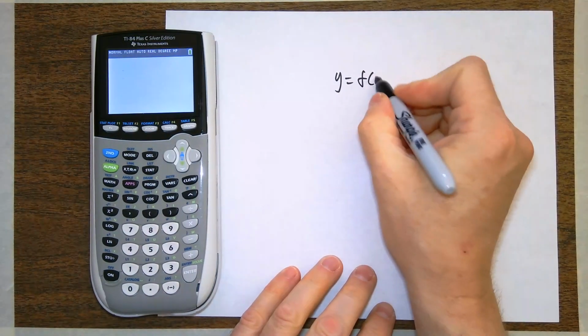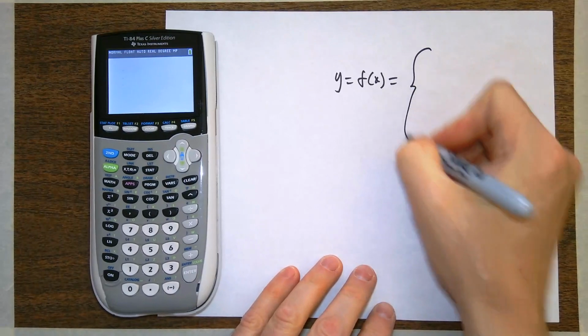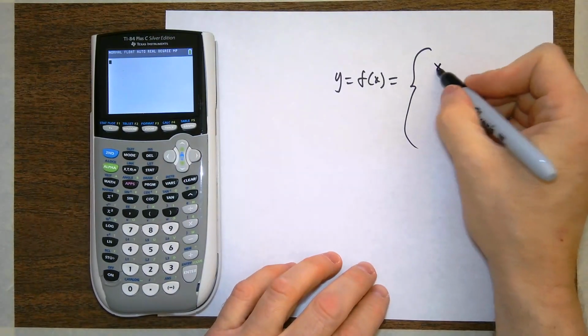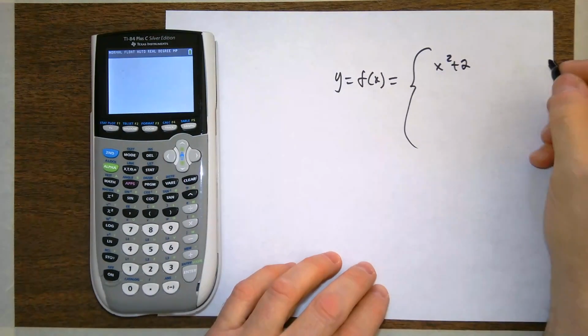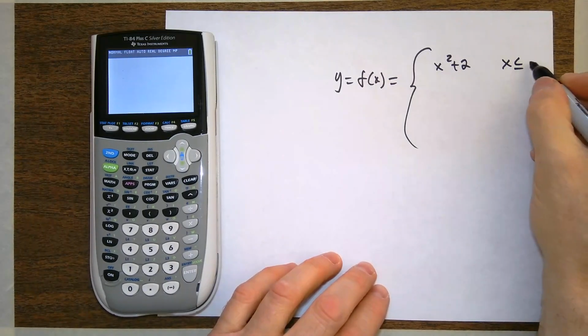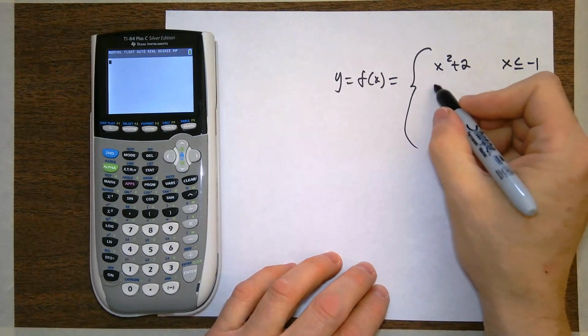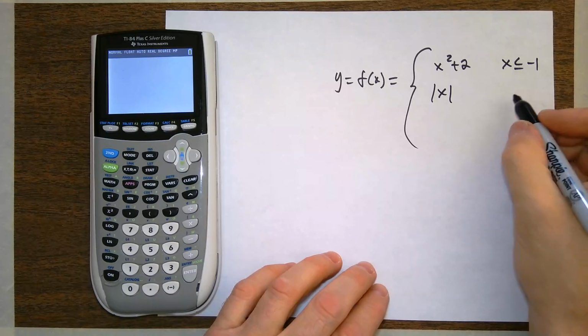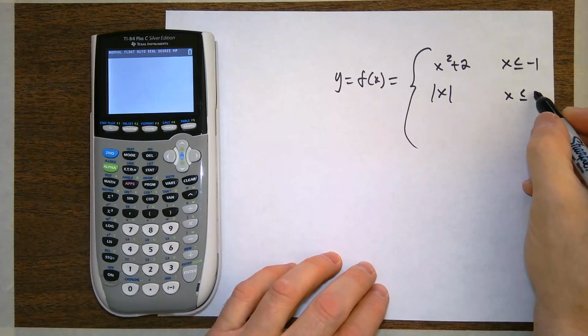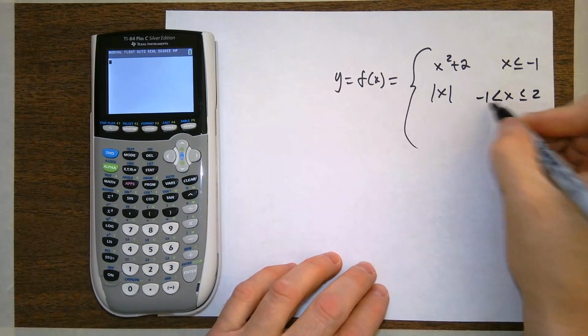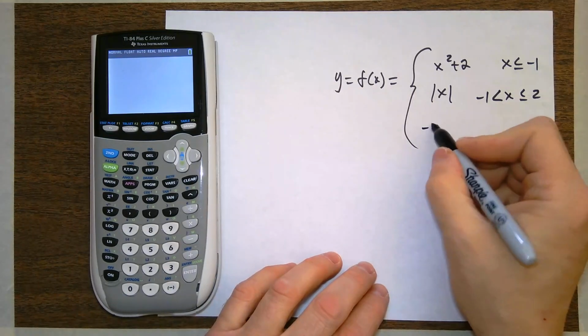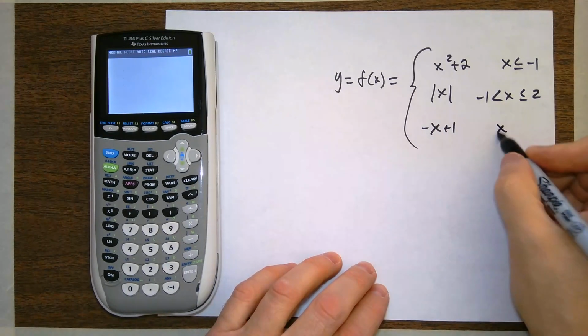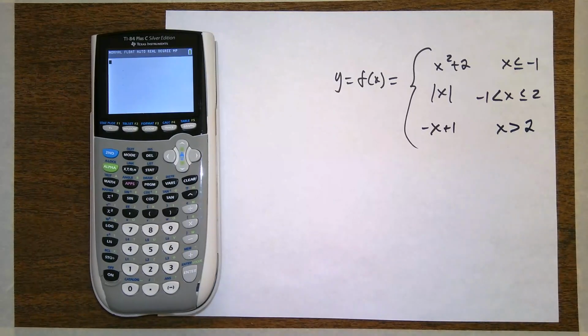y is f of x is piecewise defined as x squared plus 2 when x's are less than or equal to -1, and the absolute value of x when x's are less than or equal to 2 and greater than -1, and -x plus 1 when x's are greater than 2. So I'm going to deal with 3 pieces here. The same thing you could do with 4 pieces, 2 pieces, however many you want.